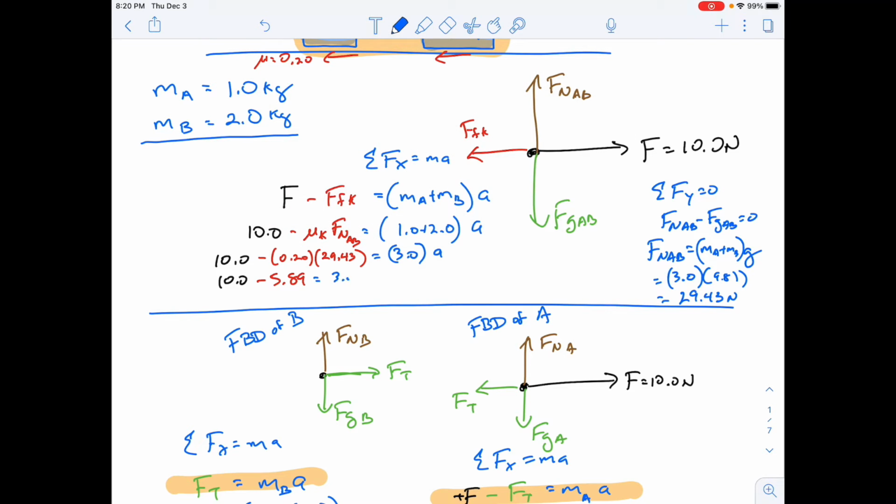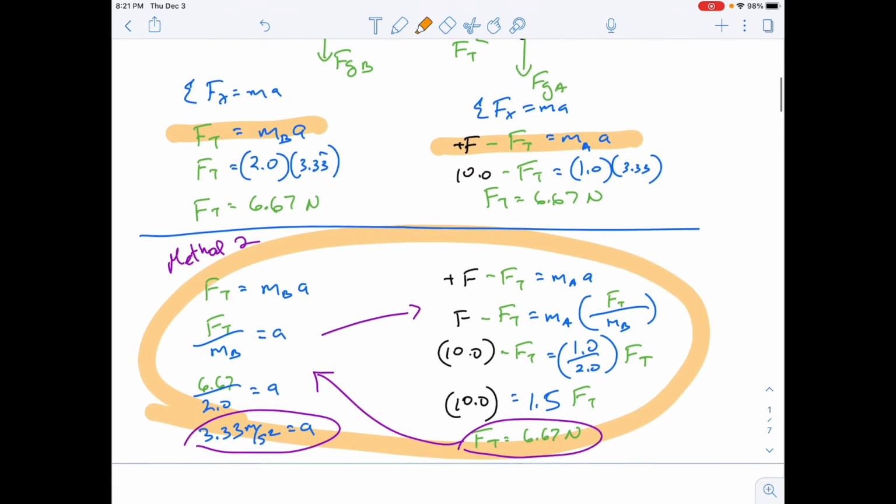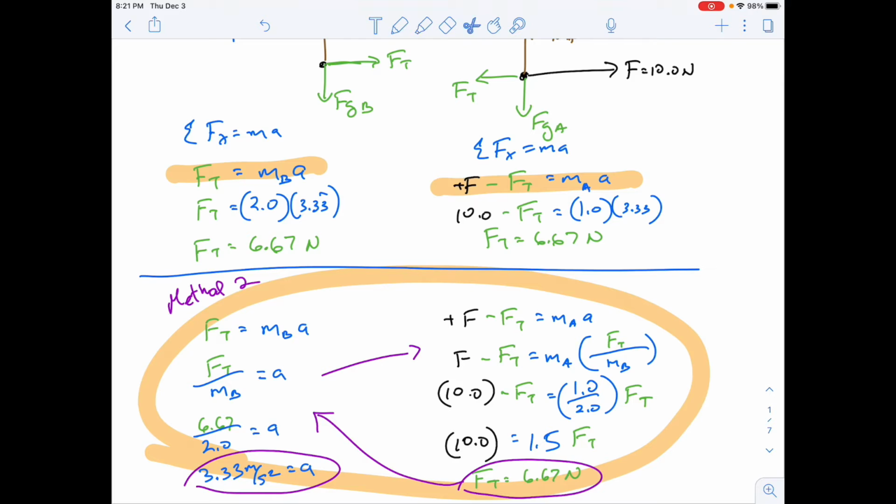All right, equals 3.0 A. Sorry, it's a little squished. And the acceleration, if you solve this, is 1.37. A little rounded, but 1.37 meters per second squared. And so that's my acceleration overall of my system forward. Okay, great. But how do I find the tension? Well, same thing. We can find the tension.